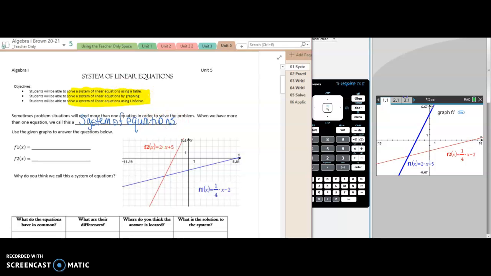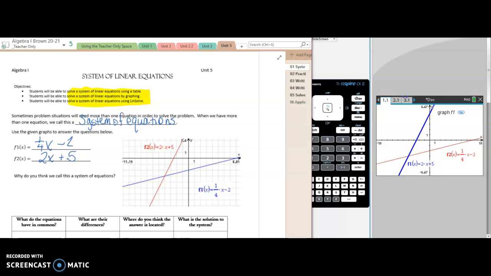Okay, so on the right there you have a graph. You have f1 of x, which is 1/4 x minus 2. And then you have f2 of x, which is 2x plus 5. All right, so whenever we have a system of equations, it means that we have more than one linear equation.